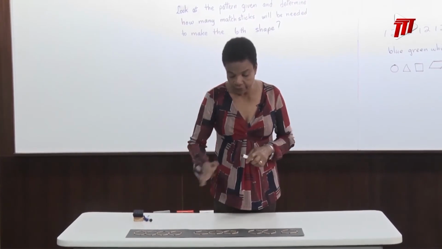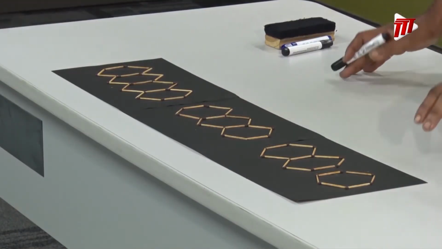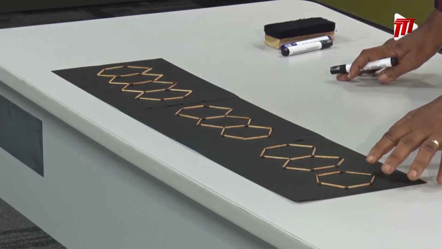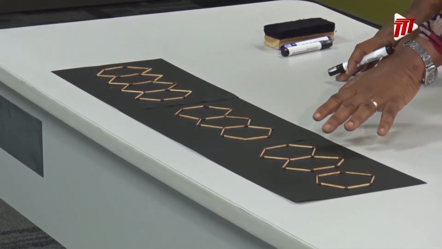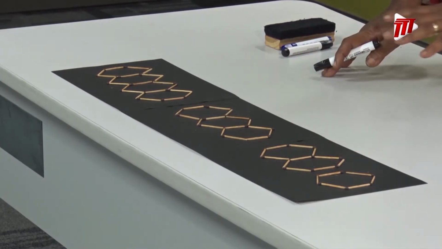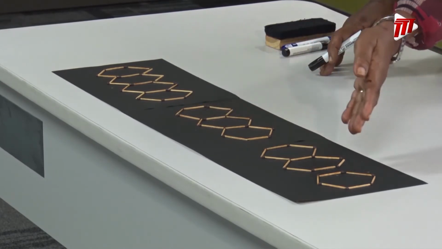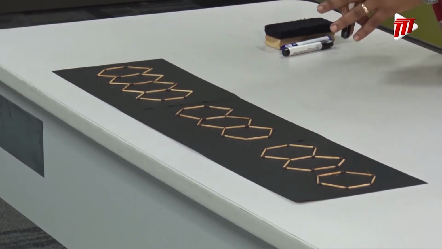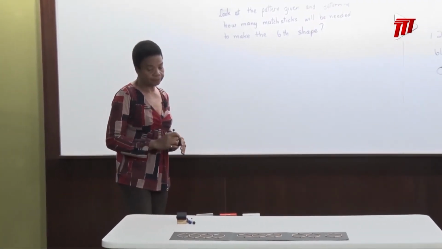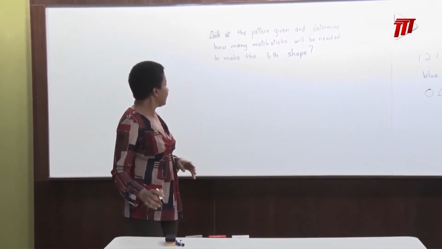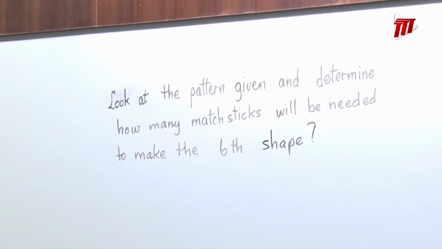Let's have a look at the growing pattern on the desk. The first one is made up of a hexagon. And onto that hexagon, we have added a second hexagon. And then we have added a third. So you will see that the pattern is growing. I want us now to look at the pattern given and see if we can determine how many matchsticks will be needed to make the sixth shape.